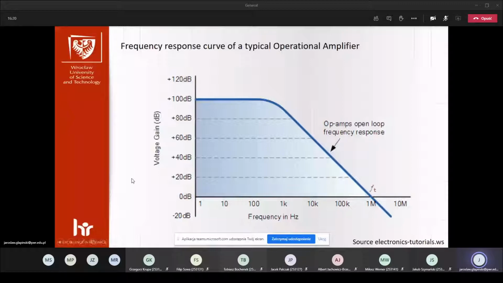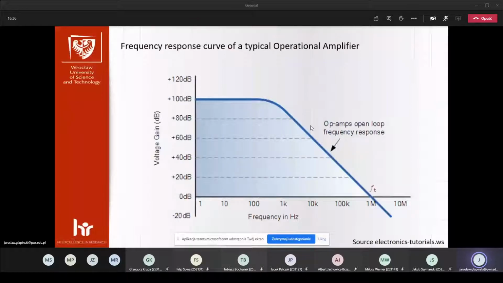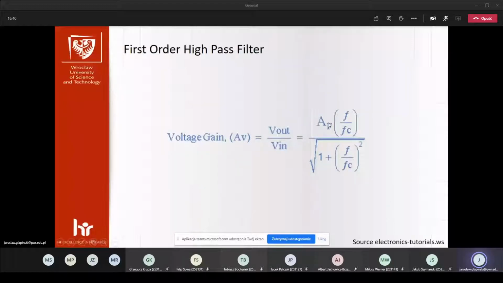Okay, so in general, the voltage gain is the output to input signal, and this is taken from this chart. This is the voltage gain against frequency, and this is the frequency we wanted and the cutoff frequency. So we can calculate the voltage gain for specific frequencies.